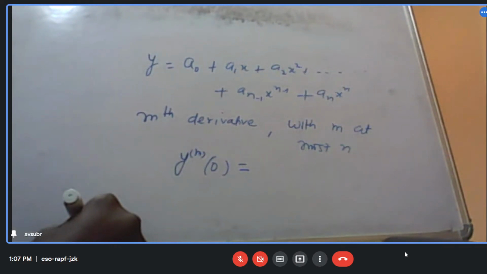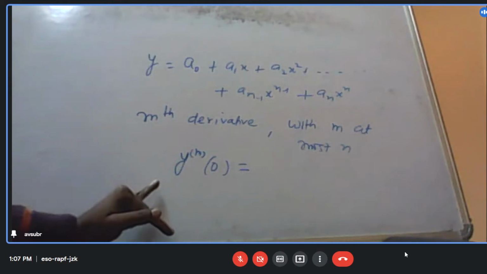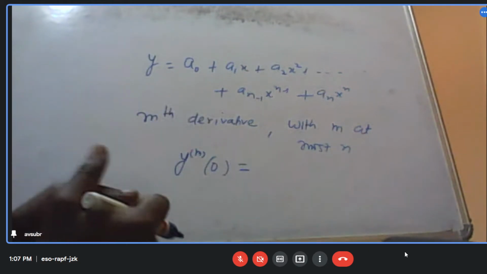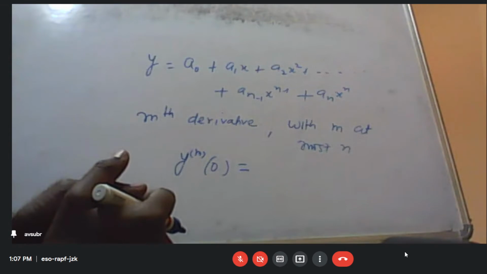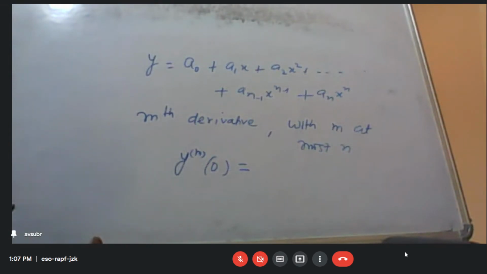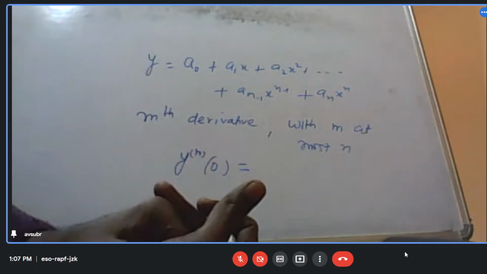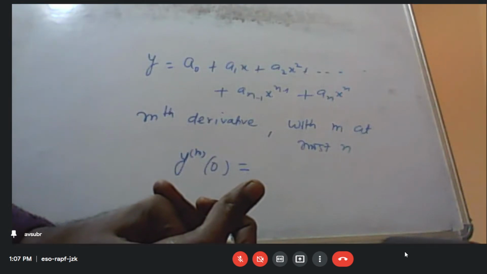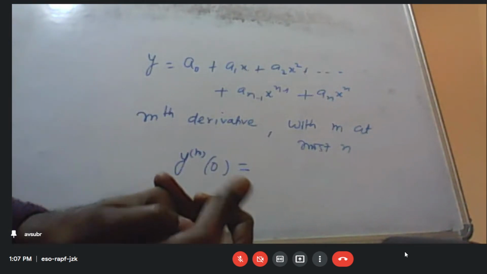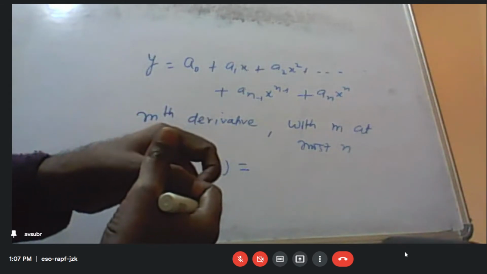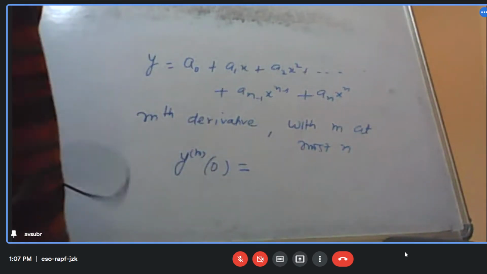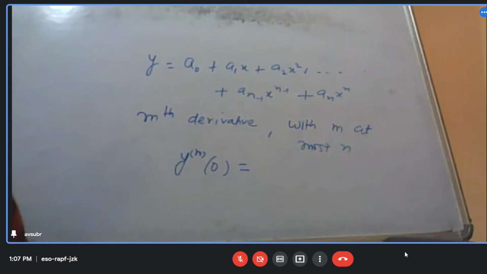What will it be? The mth derivative of y at x equal to 0 will be what? A naught plus a1? Somebody else? Okay, you didn't understand this? No sir. A zero.